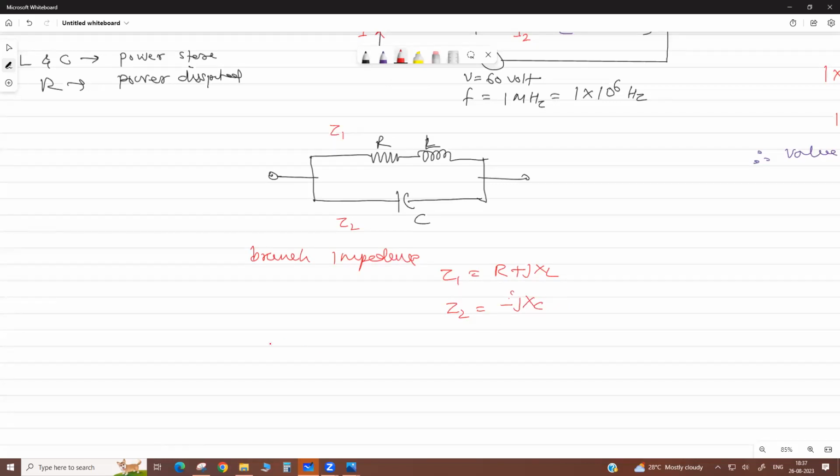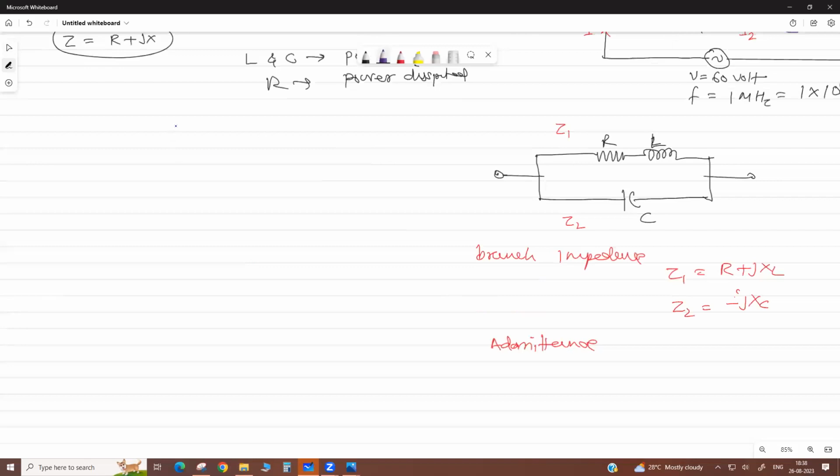Now we calculate admittance. Now in parallel circuit, we calculate admittance. Please you also remember, in parallel circuit, there is a resistance, then there is a reactance. Reactance is X. Then there is an impedance. The inverse of 1 by R, inverse of R, opposite of this R is conductance. Opposite of this is susceptance. Opposite of this is admittance.